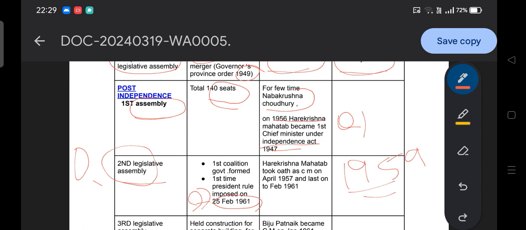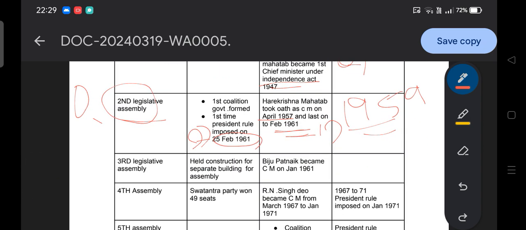Then who was the chief minister at that time? Harekrushna Mahatab took oath as CM in April 1957 and lasted until February 1961. So they can ask the question about the tenure of Harekrushna Mahatab; you have to remember April 57 to February 61. They can convert it directly into questions. So two things you have to remember here: the tenure of Harekrushna Mahatab, and the first coalition government or first President's rule during the time of the second legislative assembly.